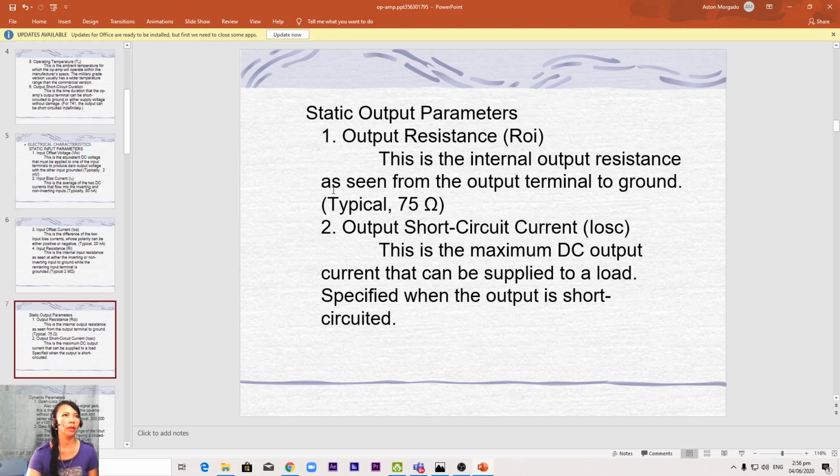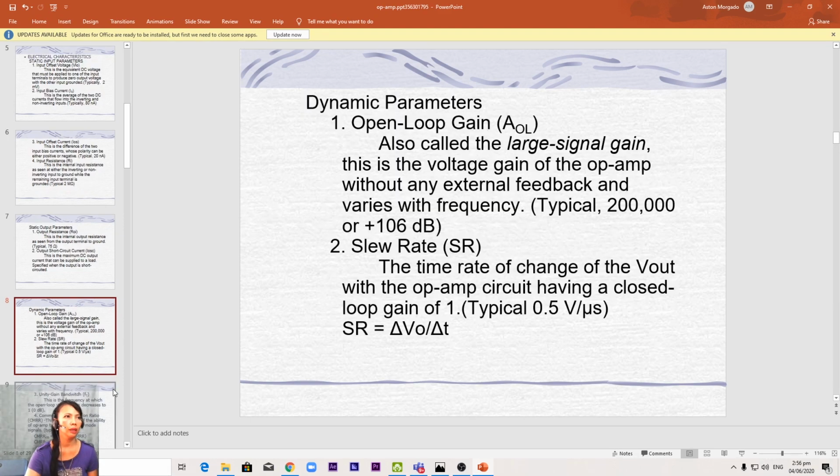Next we have static output parameters. The output resistance of the 741 op amp is 75 ohms, so you have a low output resistance. This is the internal output resistance as seen from the output terminal to ground. And then we have the output short circuit current, or IOC. This is the maximum DC output current that can be supplied to a load. It is specified when the output is short circuited. And we have the dynamic parameters.